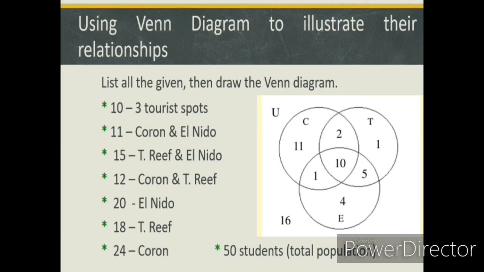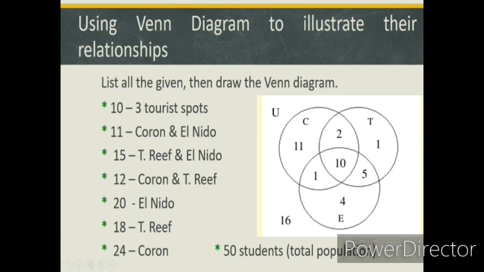Next, 18 went to Tubataharif. Again, you have to add all of them. So you have 10 plus 2, 12. 12 plus 5 is 17. Since you have 18 all in all, 18 minus 17 is 1. So it has to be written only on the bigger space for Tubataharif.